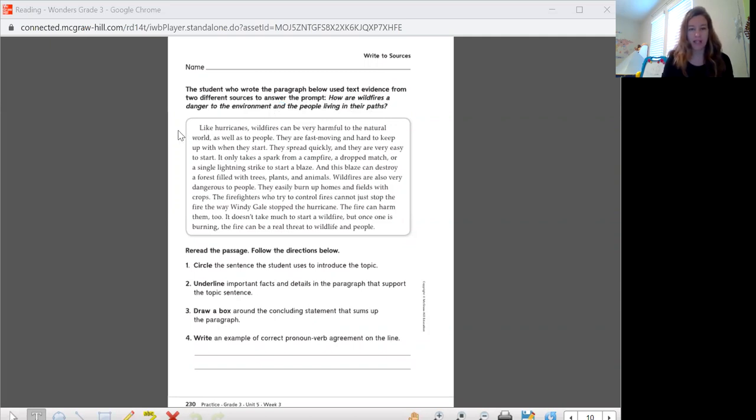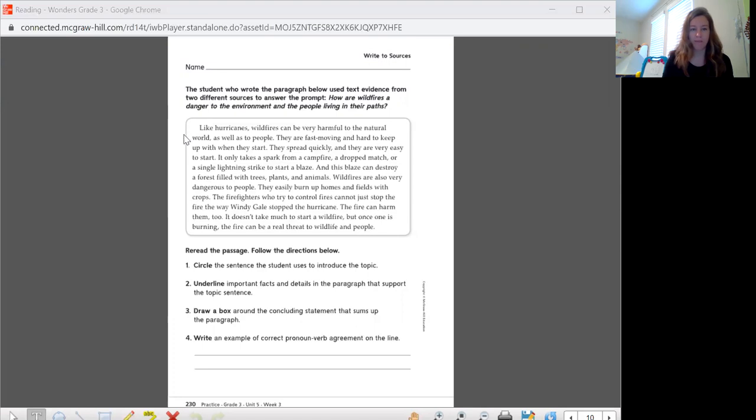It says, like hurricanes, wildfires can be very harmful to the natural world as well as to people. They are fast moving and hard to keep up with when they start. They spread quickly and they are very easy to start. It only takes a spark from a campfire, a dropped match, or a single lightning strike to start a blaze. And this blaze can destroy a forest filled with trees, plants, and animals. Wildfires are also very dangerous to people. They easily burn up homes and fields with crops. The firefighters who try to control fires cannot just stop the fire the way windy gales stopped the hurricane. The fire can harm them too. It doesn't take much to start a wildfire, but once one is burning, the fire can be a real threat to wildlife and people.